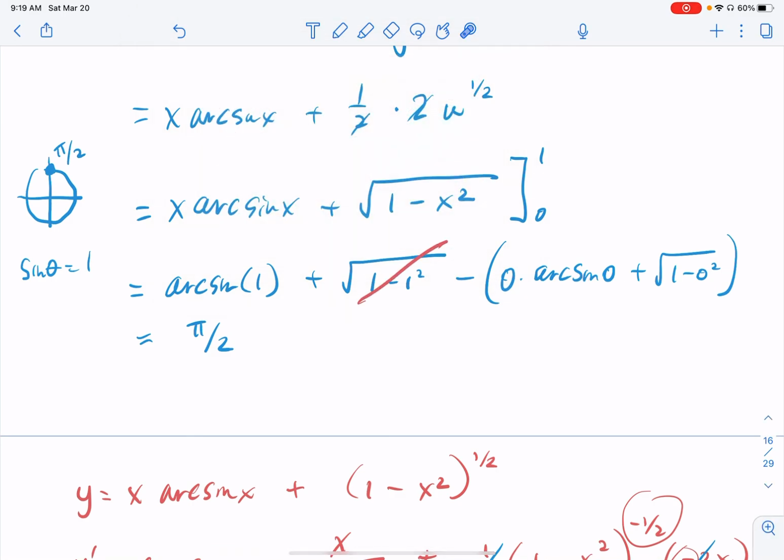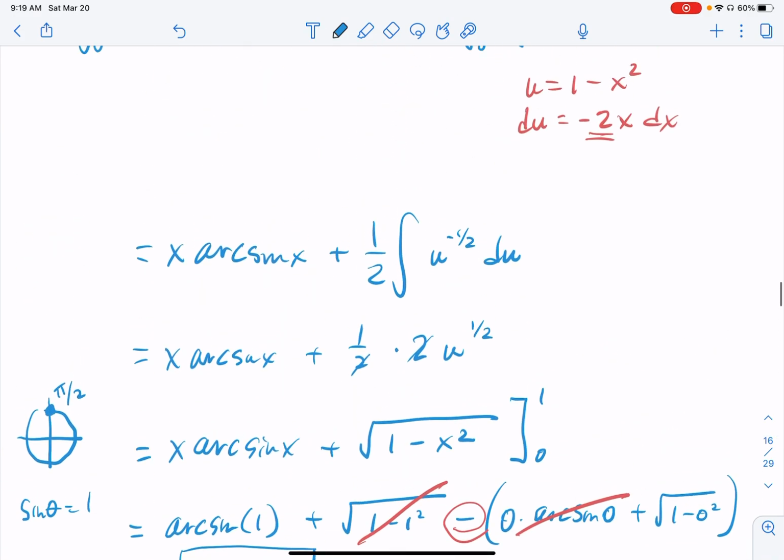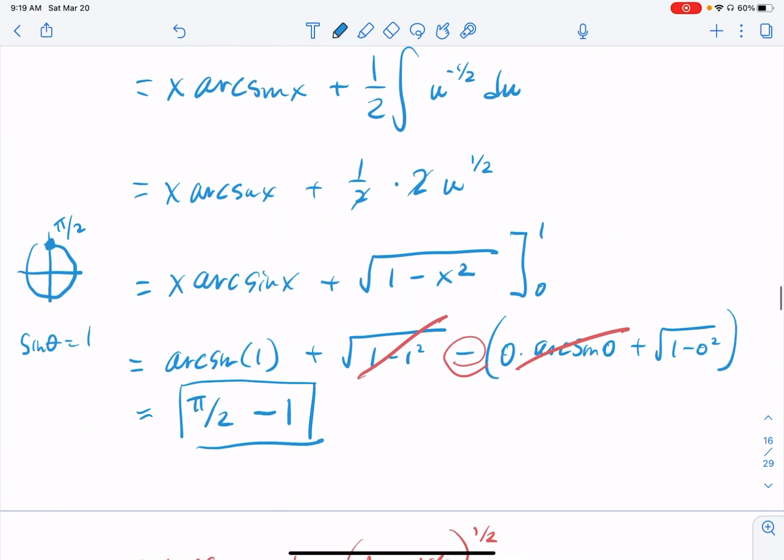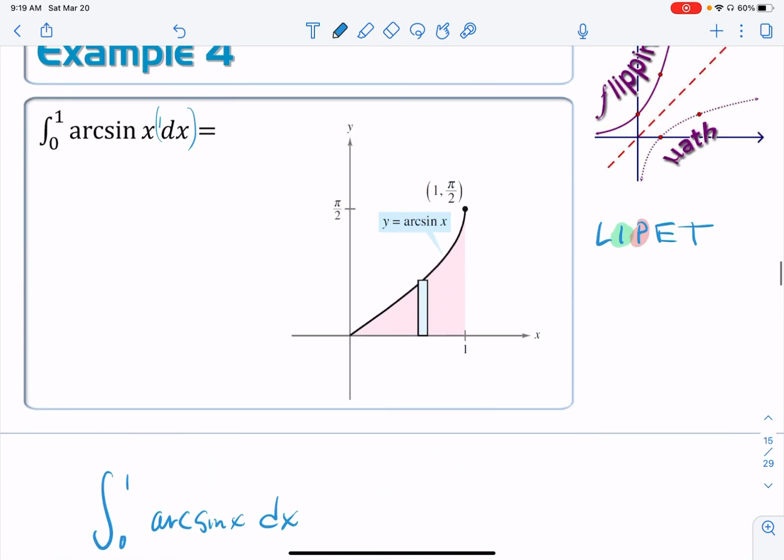All right, and then 0 times anything, I don't even care. That part's gone as well. It gets canceled. And then here we have the square root of just 1, and we have to subtract it, so distribute your negative sign through this to get minus 1. So here we have the area underneath the curve, which is what we were looking for all along. Pi over 2 minus 1 for this area, which seems obvious to me.